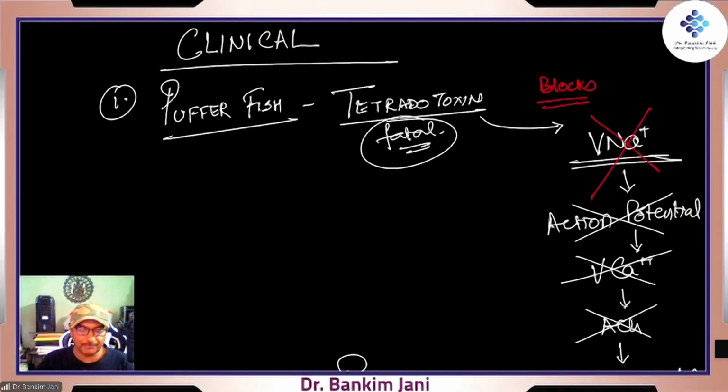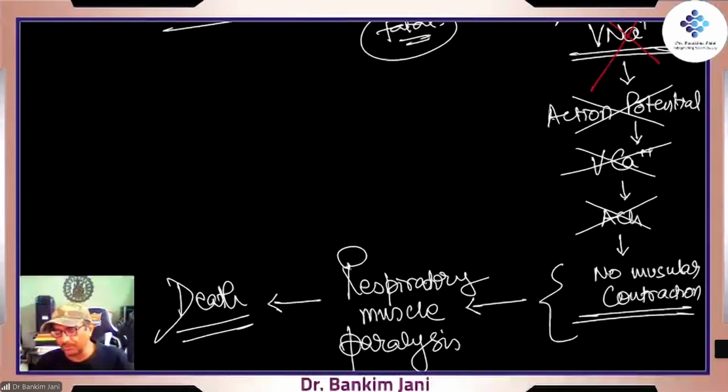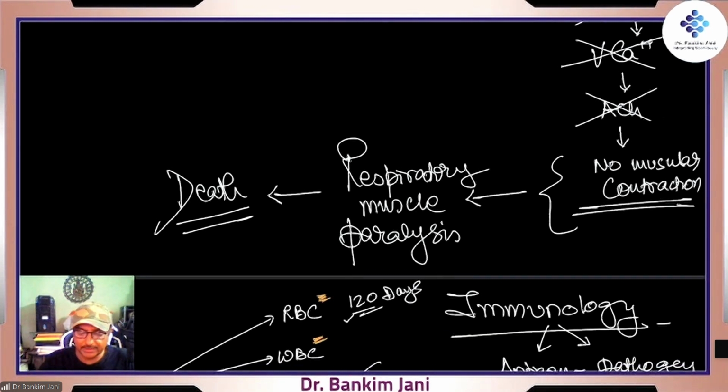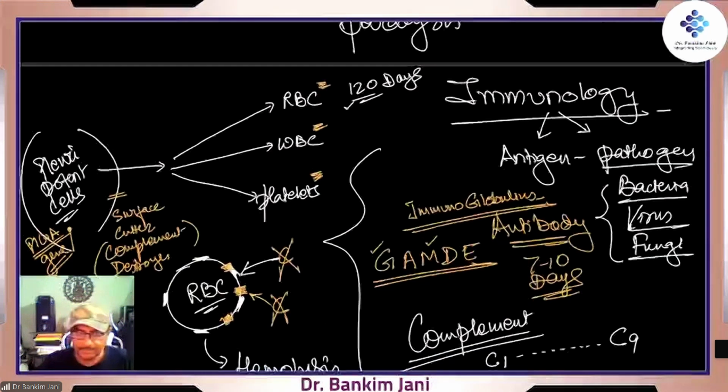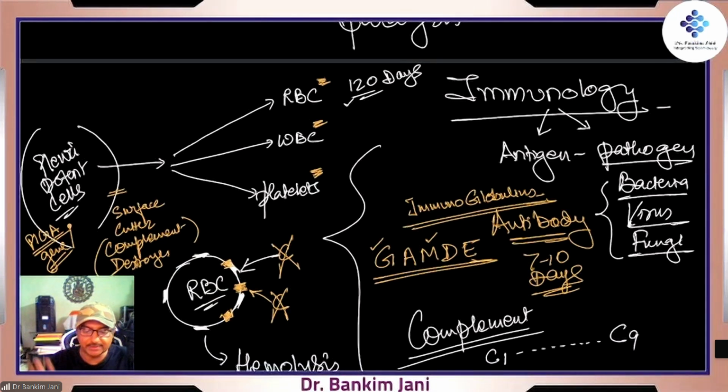Clinically, talking about the pufferfish, which leads to this tetrodotoxin, this is fatal because it blocks that voltage-gated sodium channel. Voltage-gated sodium channels, no action potential, no release of calcium, no acetylcholine, no muscular contraction, and respiratory muscle paralysis and death. This is the outcome in all the cases, right? Because we are dealing with neuromuscular junction. So in neuromuscular junction, if it is blocked at any of the levels, this whole cycle, any place it is broken, the patient gets that trouble.